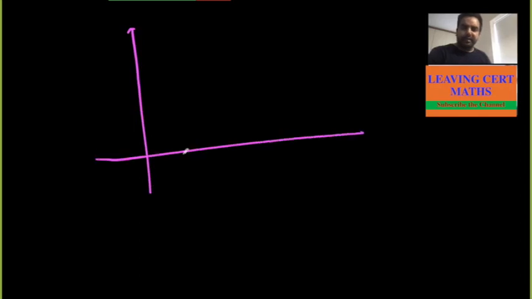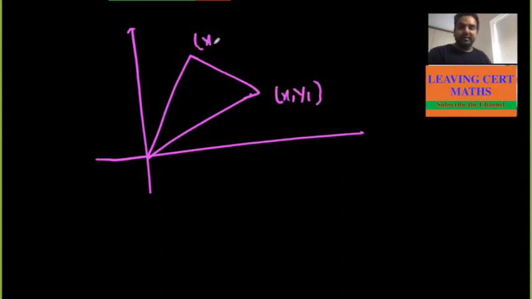Okay. Now if this is x1, y1, and this is x2, y2, and this is 0 comma 0, A, B and C. They ask you to find the area of ABC. How will you do that? Do you know any formula for this?